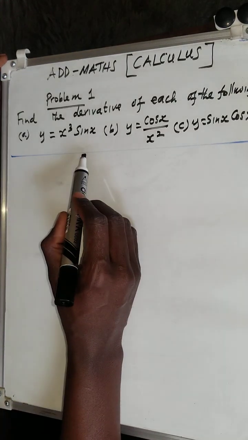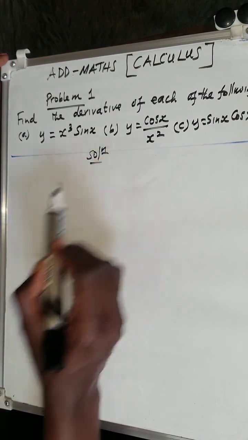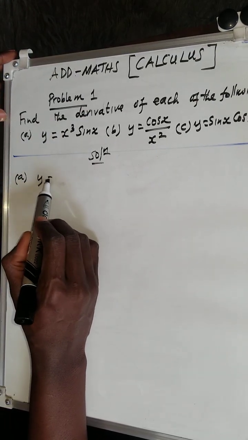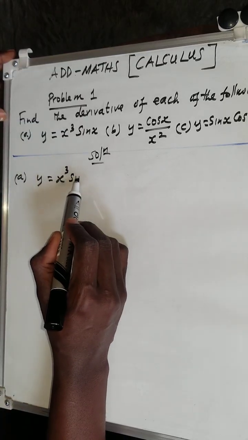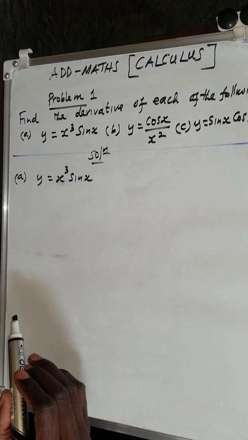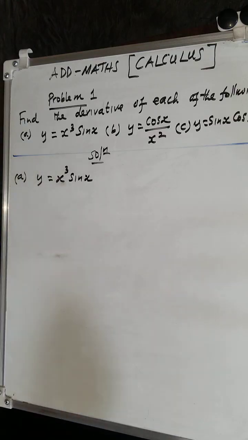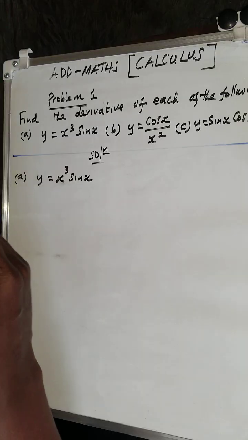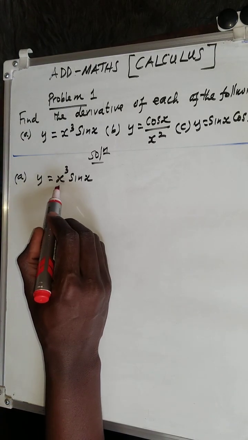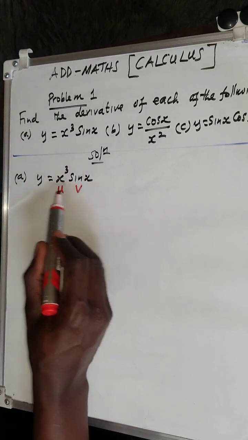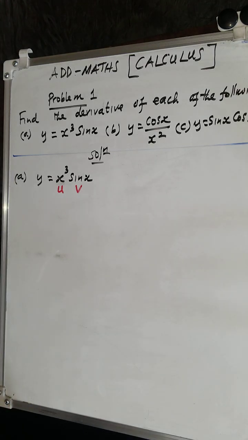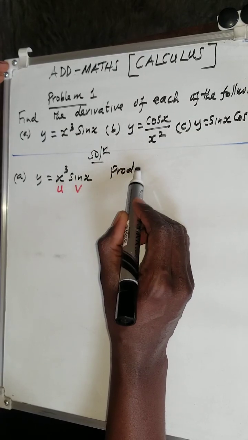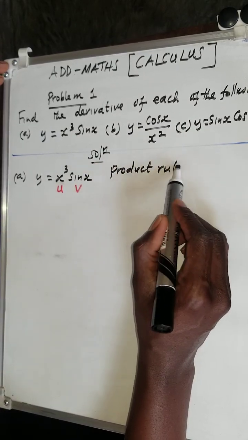So if you see the problems, it says find the derivative of each of the following. Now if you look at the first one, it says y is equal to x raised to the power 3 times sine x, and I want you to find the derivative. In this case, you can use the product rule, where this is your u and that is your v. It's like you're multiplying the two expressions that you have. So here, you can use the product rule.